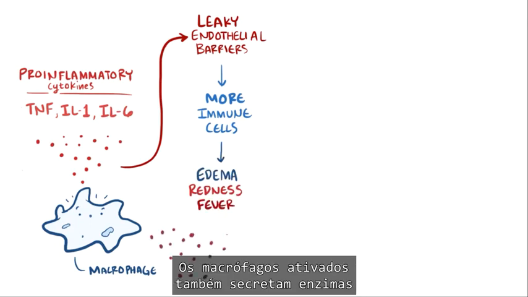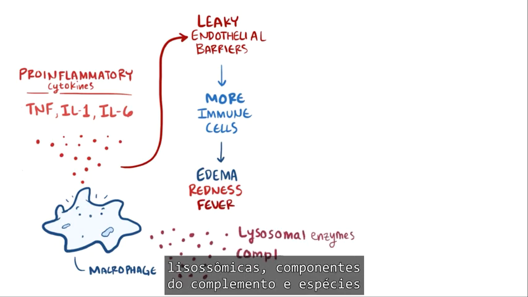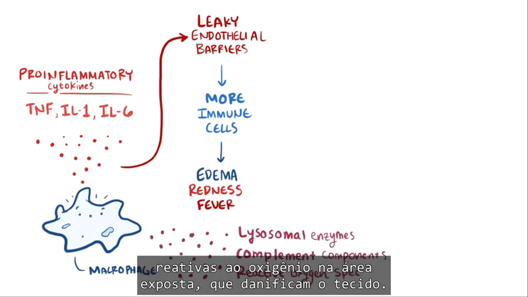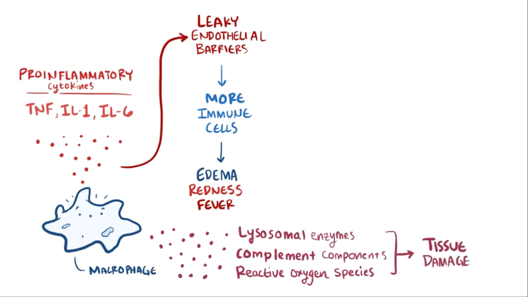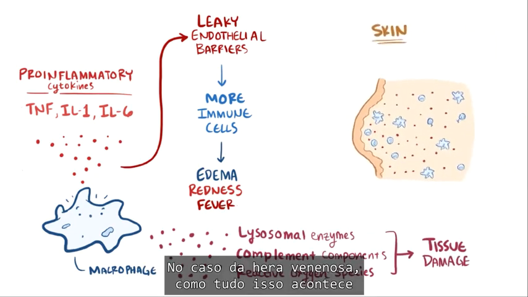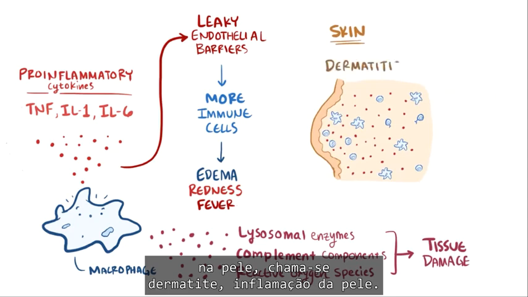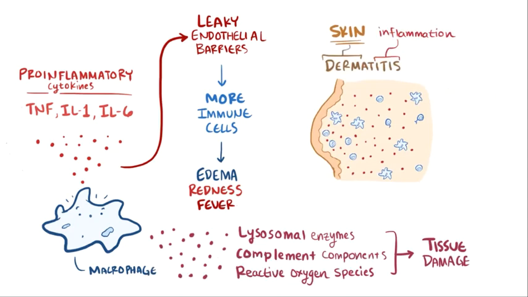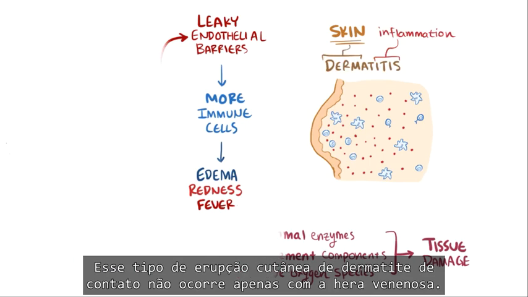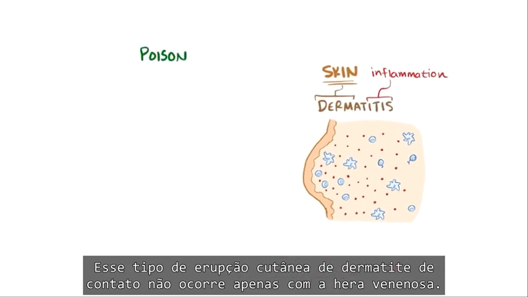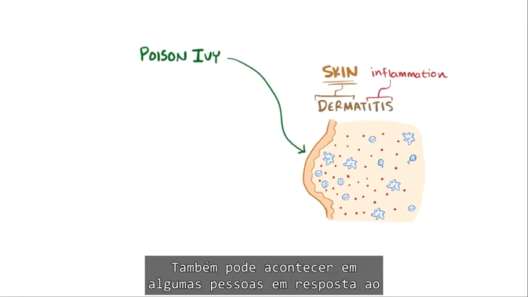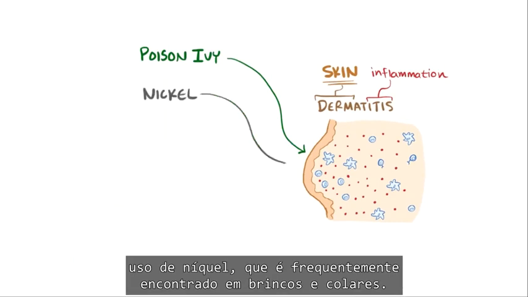Activated macrophages will also secrete lysosomal enzymes, complement components, and reactive oxygen species into the exposed area, which damage tissue. In the case of poison ivy, since this is all going on in the skin, it's called dermatitis, inflammation of the skin. This kind of contact dermatitis rash doesn't only happen from poison ivy though. It can also happen in some people in response to wearing nickel, which is often found in earrings and necklaces.